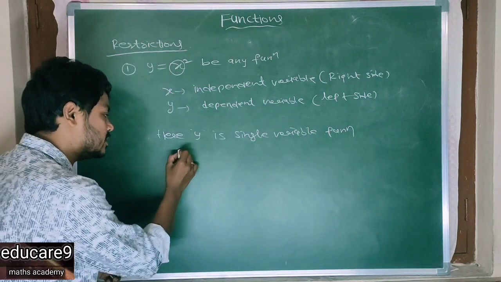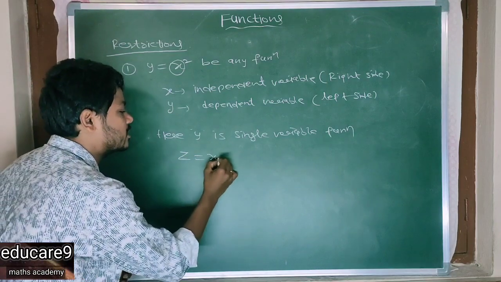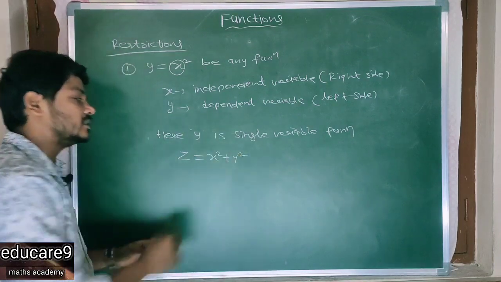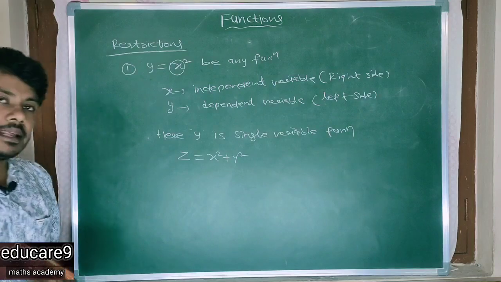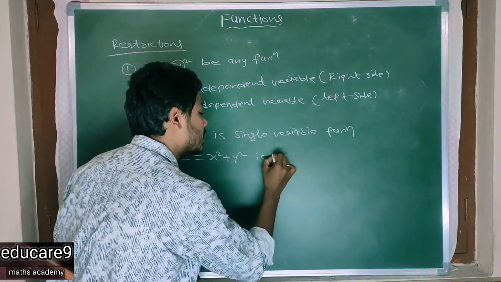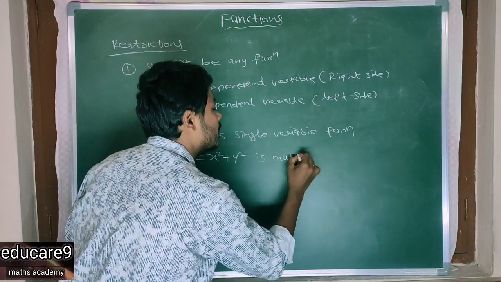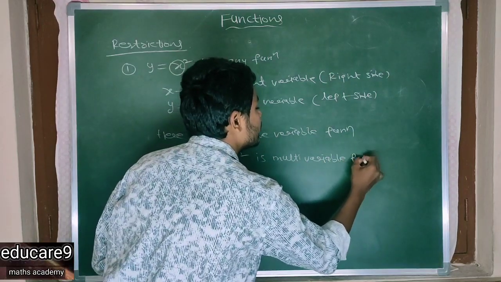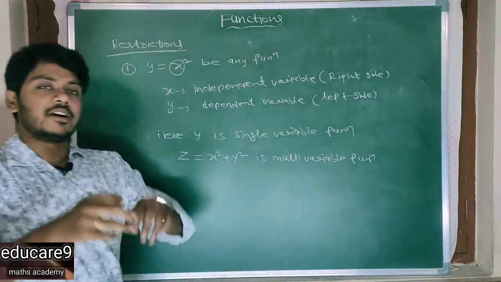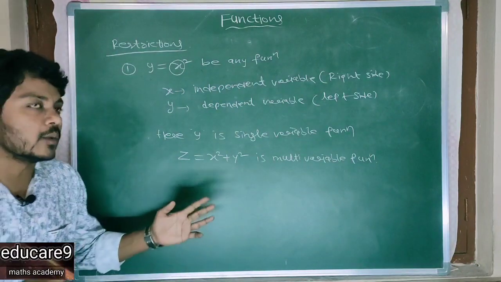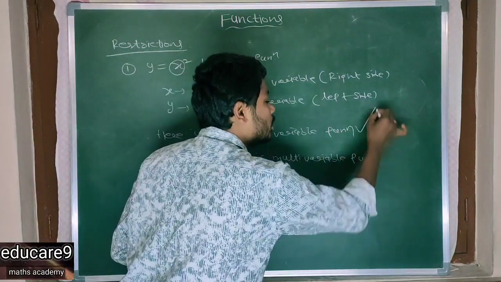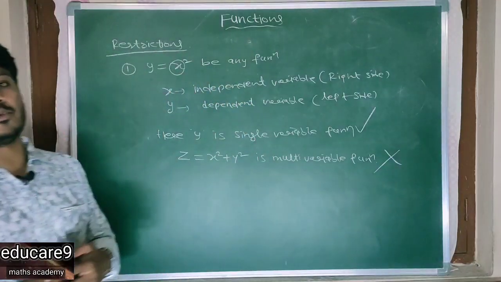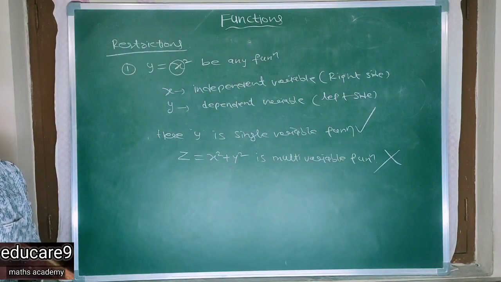So for example, z is equal to x square plus y square. This is a multivariable function. So in this function you can use single variable functions only. So don't use multivariable functions. So this is the first restriction.